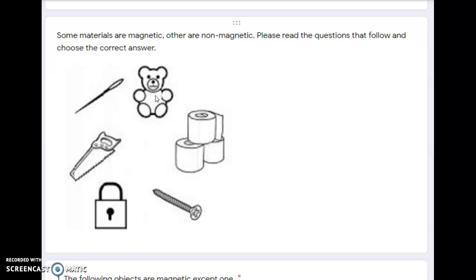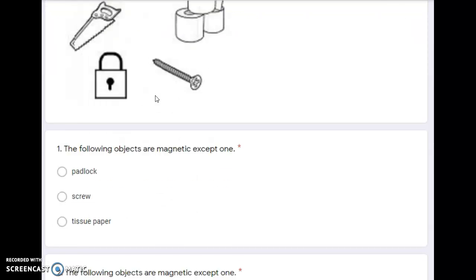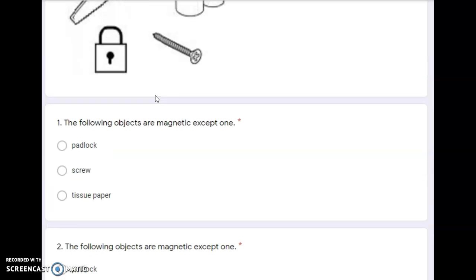So we all know that magnetic materials are materials that will stick to a magnet. And we know that it's only metal that sticks to a magnet, right? So the following questions are a little bit tricky, right? So you really have to focus on the question and see what it is looking for. Is it asking for magnetic or asking for non-magnetic?